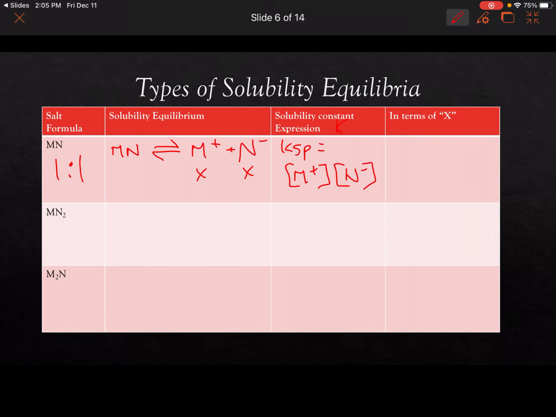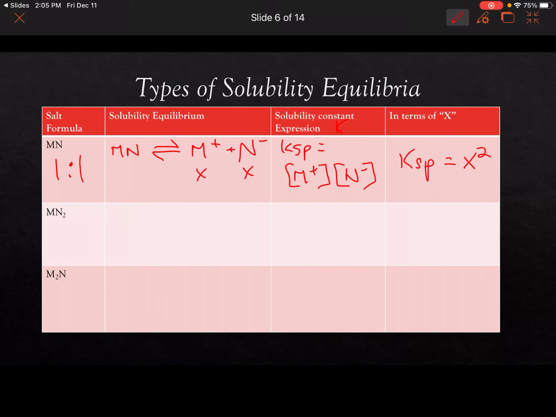by N minus. And then in terms of X, what that means is KSP is going to be equal to X squared. Okay? And then you could solve for that if that's what you were trying to do, which, like I said, we'll get to that here.